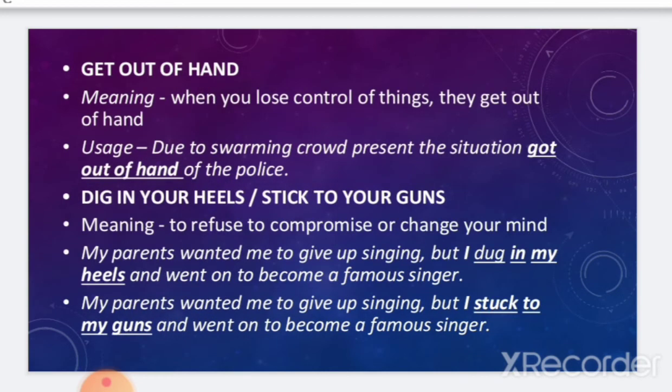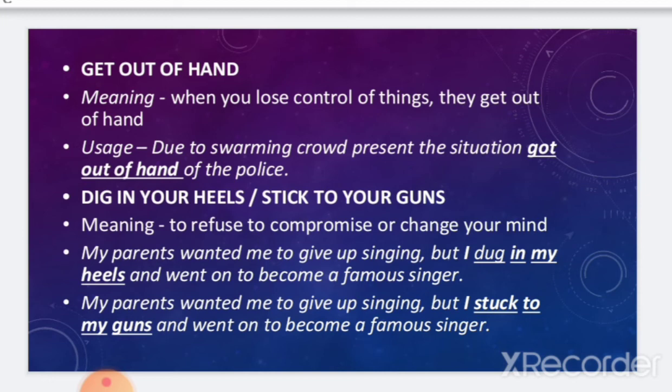Next, get out of hand, meaning when you lose control of things, they get out of hand. Usage: Due to the swarming crowd present, the situation got out of hand of the police. Next, dig in your heels or stick to your guns, meaning to refuse to compromise or change your mind. The meaning is the same for dig in your heels and stick to your guns. Both the idioms have the same meaning.